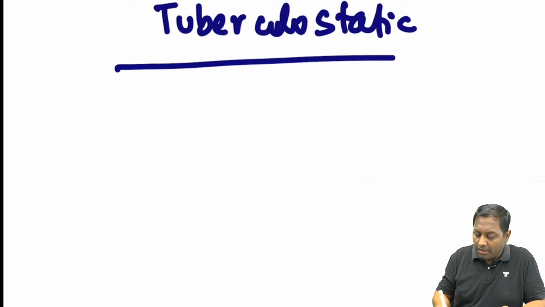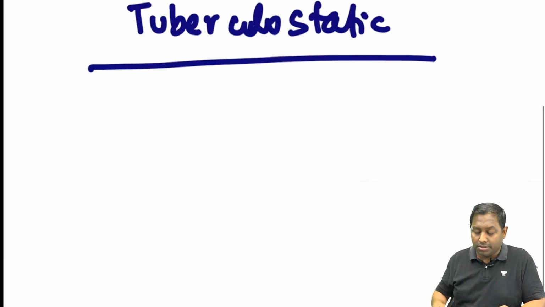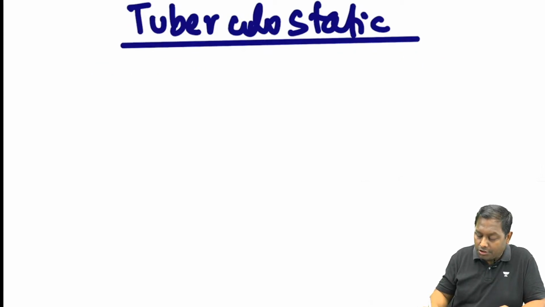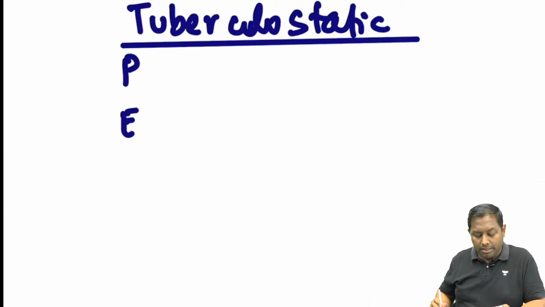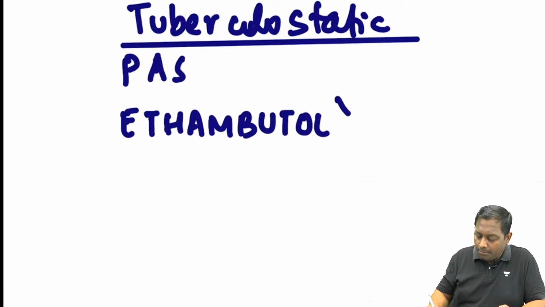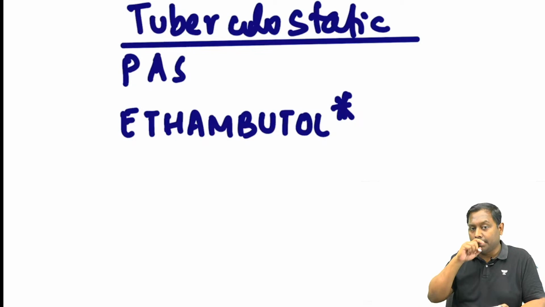Now in the first line we have seen there was one drug that was coming under the tuberculostatic list. The name of the drug was ethambutol, but that was not the only drug that is tuberculostatic. There are other second line drugs also. So I used to tell you to remember the drugs that are tuberculostatic among second line: para-aminosalicylic acid. Then we have ethambutol, the only one from the first line drugs.